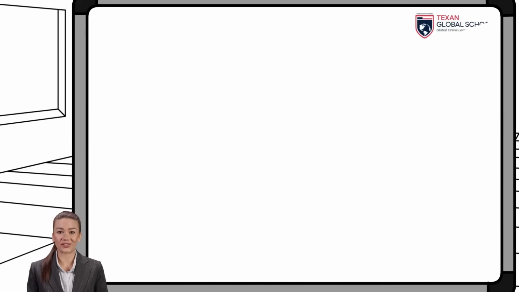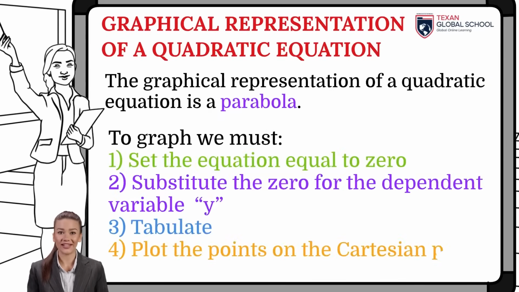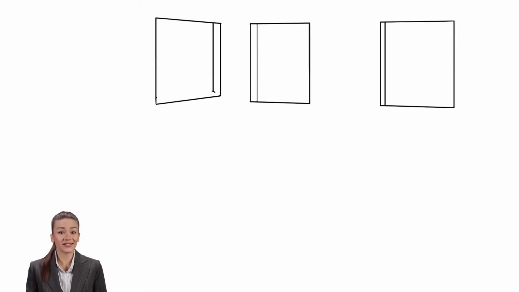The graphical representation of a quadratic equation is a parabola. It is constructed by setting the equation equal to 0, then substituting the 0 for the dependent variable y. And it is tabulated to plot the points on the Cartesian plane.